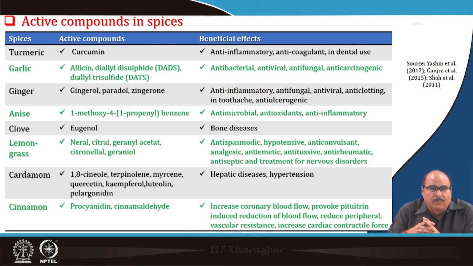In anise, the active compound is 1-methyl-4-(1-propenyl) benzene. In clove, it is eugenol. In lemongrass, it is nerol, citral, geranyl acetate, citronellal, geraniol. In cardamom, it is 1,8-cineole, terpineol, myricetin, quercetin, luteolin, or in cinnamon, it is procyanidin, cinnamaldehyde, etc. All these active compounds present in different spices are known for their antibacterial, antioxidant, hepatoprotective activities, etc. That is, they have medicinal properties.